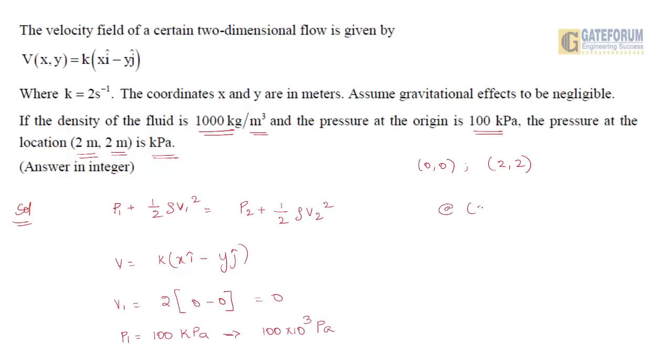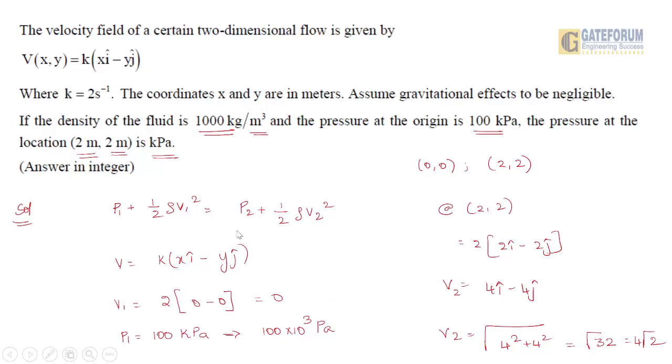Now at location 2 comma 2, what happens? 2 into 2 i minus 2 j. So when we talk about this, we will have 4i minus 4j. V2 is equal to root of 4 square plus 4 square, root of 32. That will be 4 root 2. Simple, right? Now take this and apply it in your standard generalized equation here.